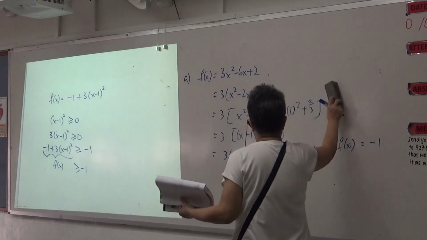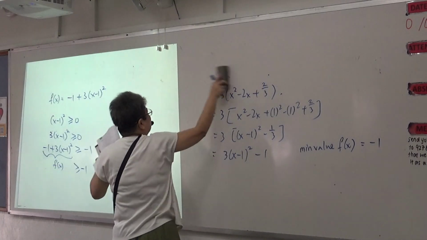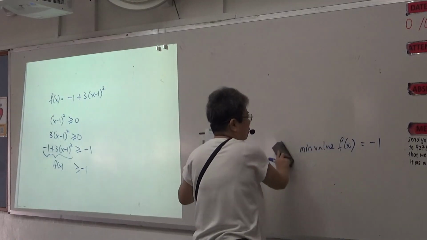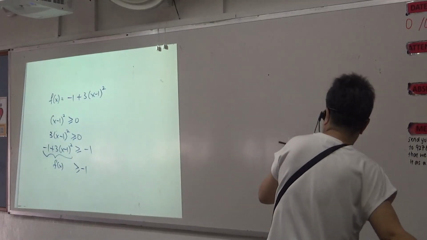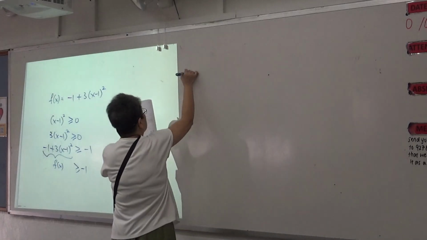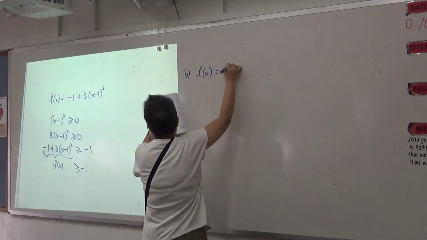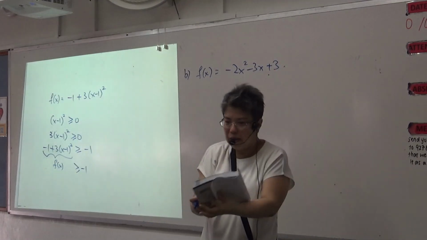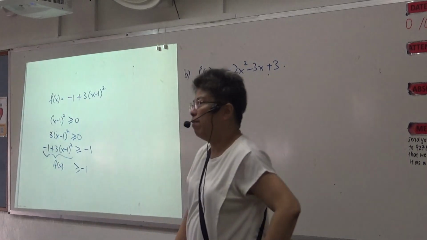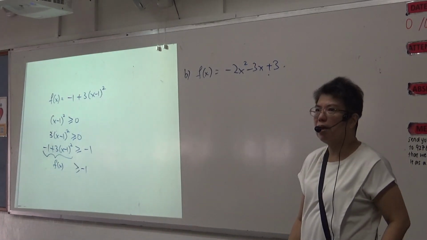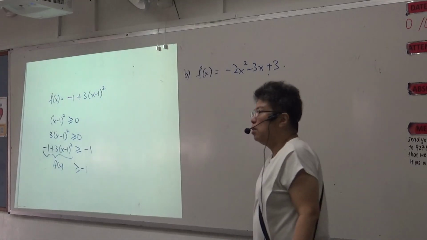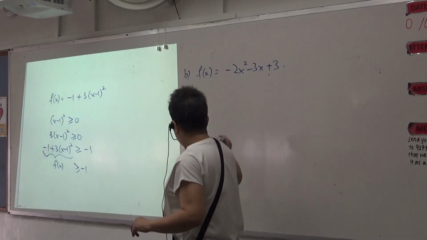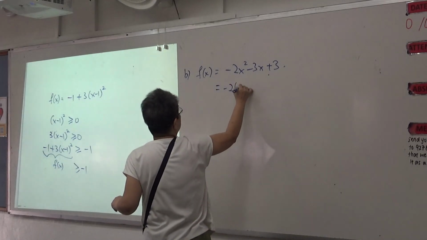Alright, let's look at B. f(x) is negative 2x squared minus 3x plus 3. Can I start completing the square? No. What must I do first? Not divide. I cannot divide. This is an expression. So, take out the coefficient, negative 2, from x squared.